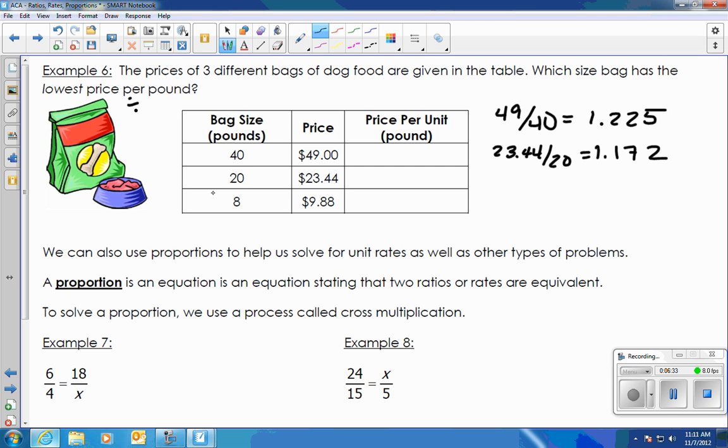9.88 divided by 8, because again, it's price per pound, gives me 1.097 repeating. Because it's money, I'm rounding to 2 decimal places. So the 5 tells me that this is going to become 1.23. The 2 tells me that this is going to stay 1.17. And the 7 tells me that this needs to become $1.10. So which one has the lowest price per pound? That would be the 8-pound bag.